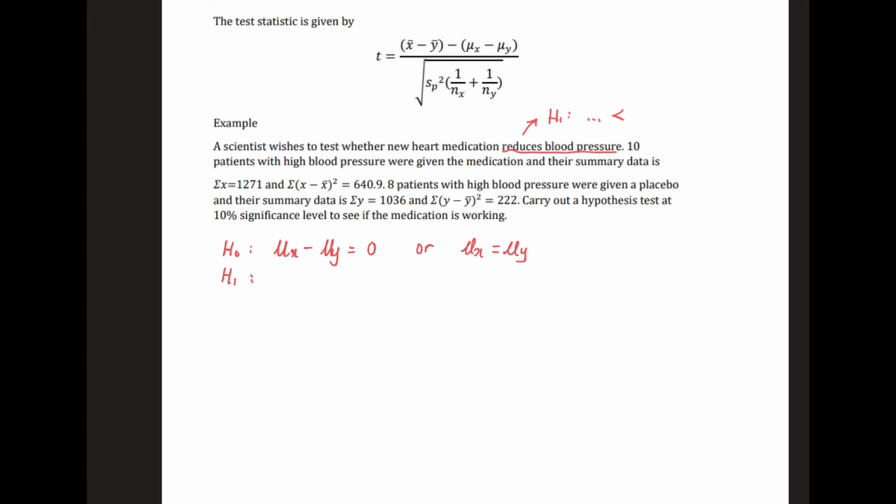But if the new heart medication works, you should expect mu x to be smaller because it will make the blood pressure smaller. So mu x is supposed to be less than mu y, if it works. So if not, you just bring it to the side like this. So we have two options. Significance level 0.1.